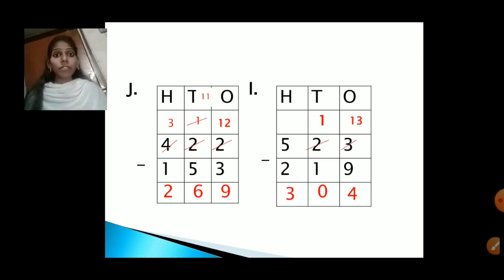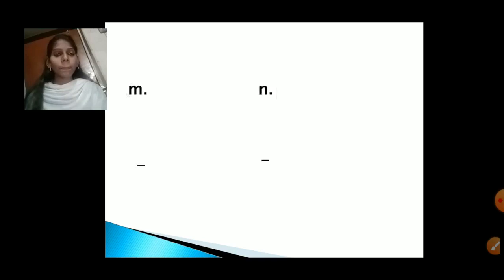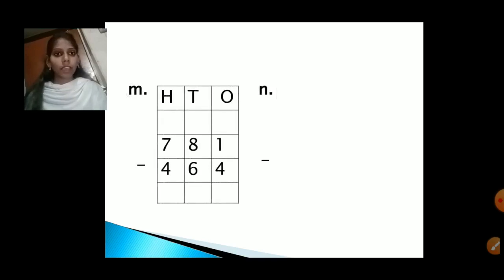So 523 minus 219 equals to what? 304. Very good. Now we will solve sum M. Here you have to subtract 781 minus 464. So we will start the subtraction from the ones place.